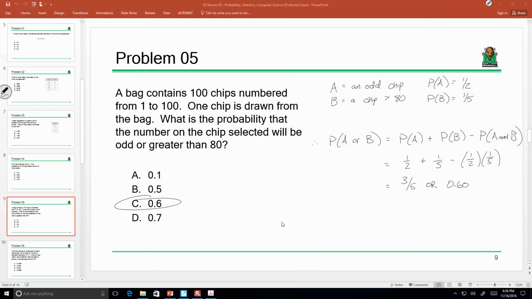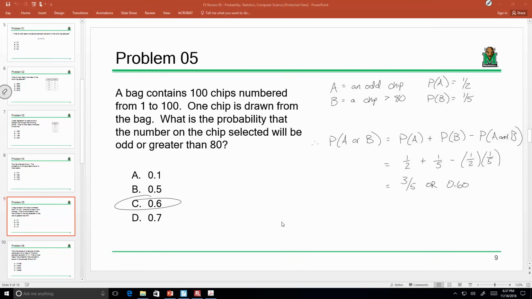Does that make sense? Now, can we generalize this to say that P of A and B is always P of A times P of B, assuming there's no dependencies? But let's also be clear, this is not a probability and statistics exam. It's the FE. You see what I mean? So you're not going to get asked anything that's ridiculous. Does that make sense? Okay. That's a good question, but really a lot of this stuff is pretty basic.